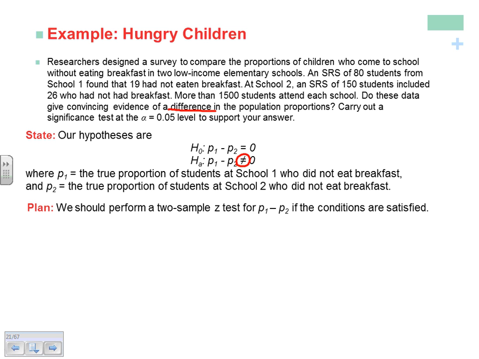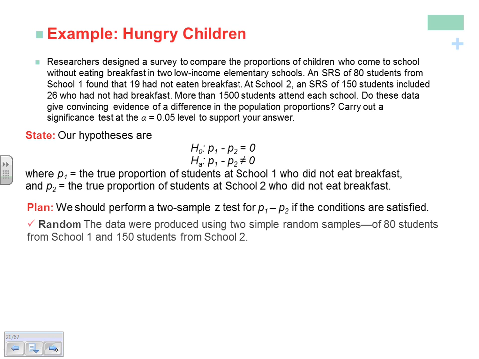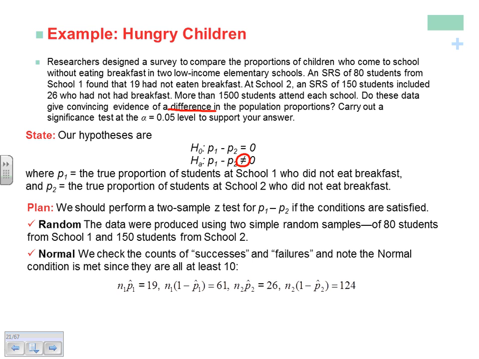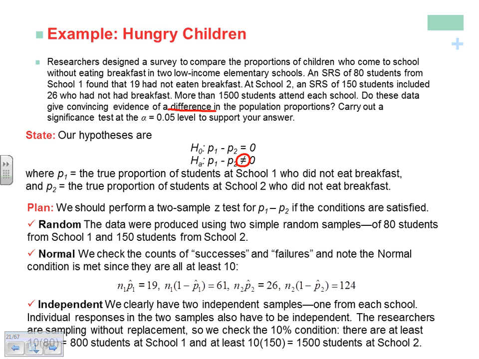Now we're going to do a 2-sample z-test for P1 minus P2. But first we've got to check our conditions. It said that both of those were random samples. Normal, you're going to have to check 4 different calculations, and all of those are at least 10. And independent, let's check our 10% condition. We have at least 1,500 students at School 2 and at least 800 students at School 1 because they told us there was at least 1,500, so we're good to go there. And the samples are independent because the schools are different, so you're checking from 2 different schools.